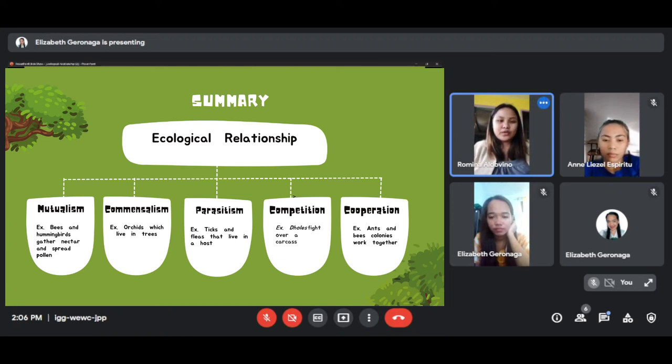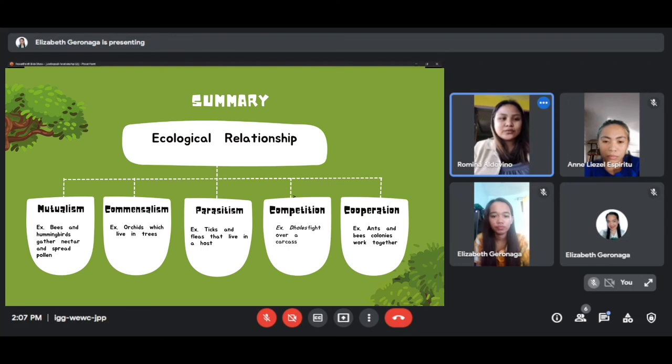There are types of ecological relationship: mutualism, commensalism, parasitism, competition, and cooperation. So first, mutualism is an association between organisms of two different species in which each member benefits. For example, ants protect the aphids while the aphids provide honeydew for the ants. Next is commensalism, a symbiotic relationship between two organisms of different species in which one derives some benefits while the other one is unaffected.